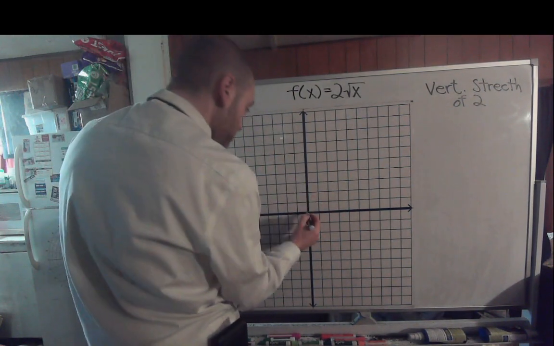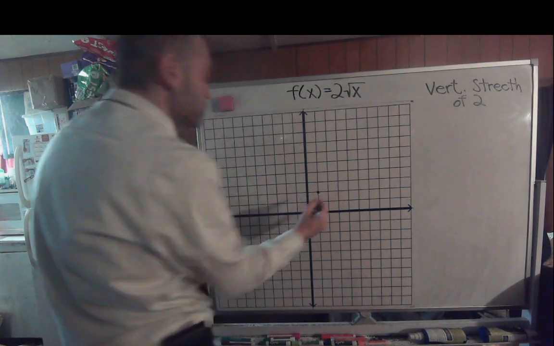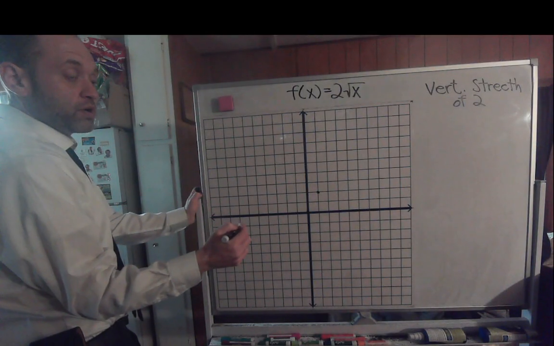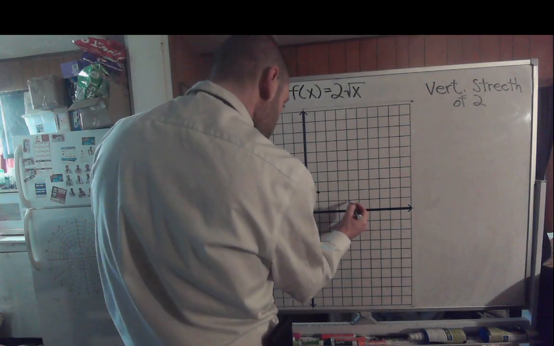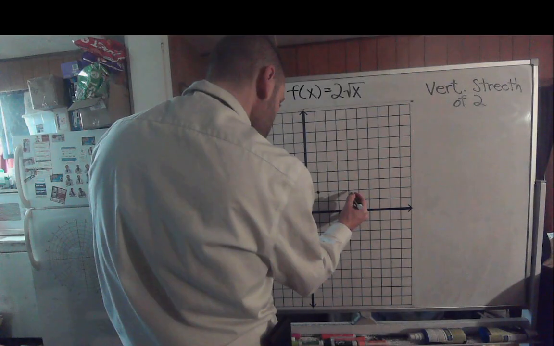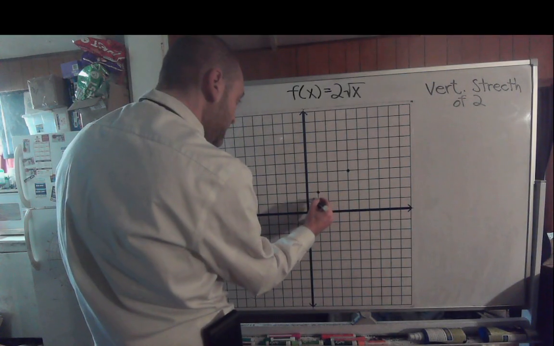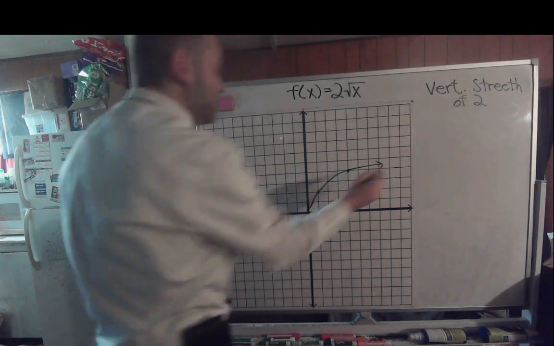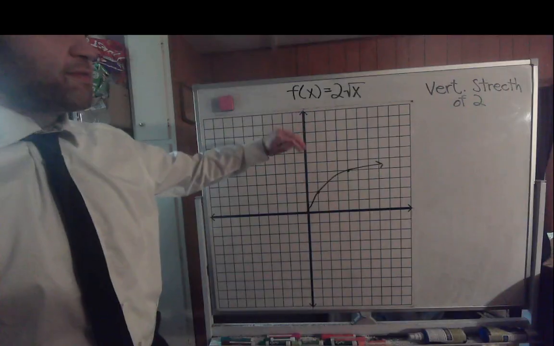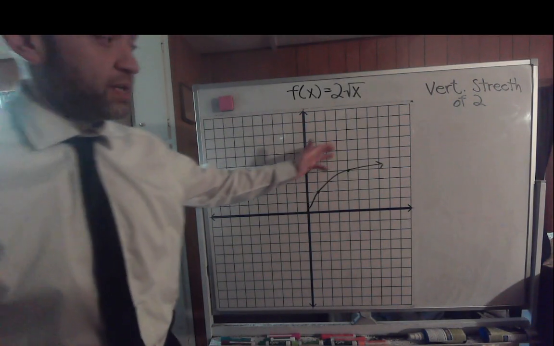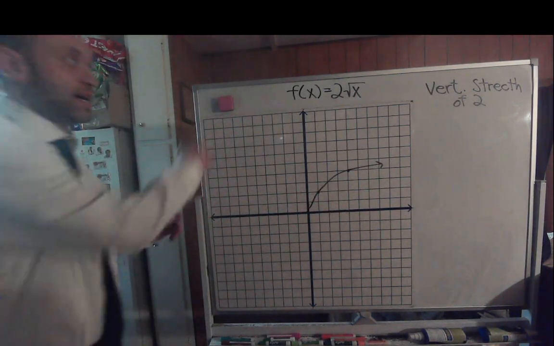2 times 0 is still 0, but when x is 1, you'll actually get a y value of 2. When x is 4, the square root of 4 is 2, and 2 times 2 is 4. So there is your graph of f of x equals 2 times the square root of x. I have vertically stretched this by a factor of 2 because it's taller, and it's not as close to the x-axis.